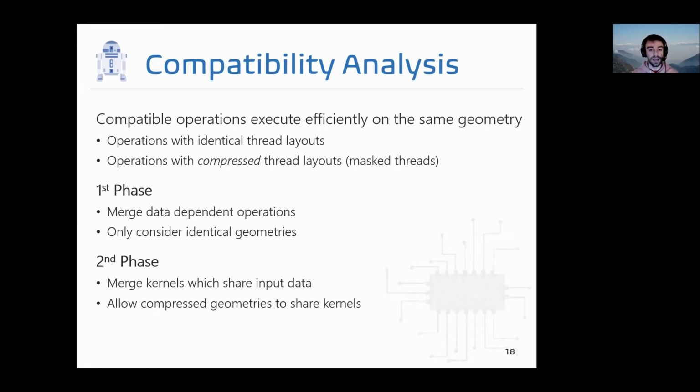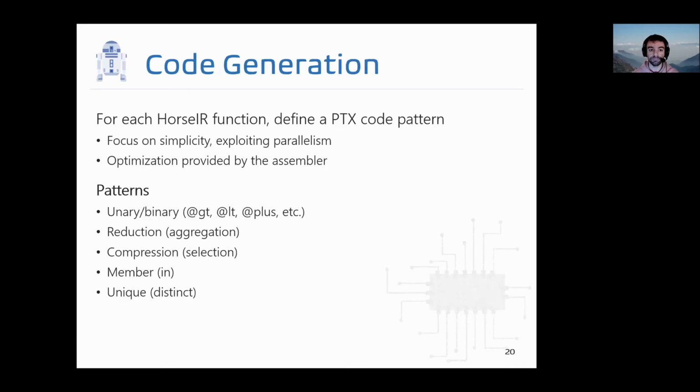And we divide compatibility up into 2 phases. The first phase is going to handle just data-dependent operations, as well as those that consider just identical geometries. So we can merge together identical geometries which are data-dependent on each other. The second phase is going to be able to handle 2 extra cases. Number 1, kernels which share input data. So if they're sibling kernels in the overall data dependence graph. And we're also going to allow compressed geometries to share the same kernel. So we're going to disable some of the threads and execute just a subset of them in subsequent steps.